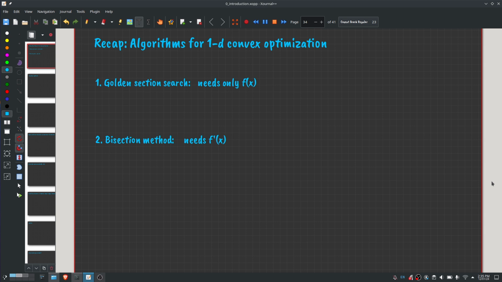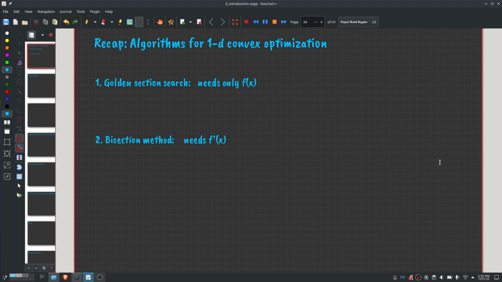And then we saw another technique called the bisection method, which converges faster, but it requires that the function be differentiable. As long as the function is differentiable, it need not be convex, but as long as it is differentiable and there exists a unique minimum, this is guaranteed to do better than the golden section search.